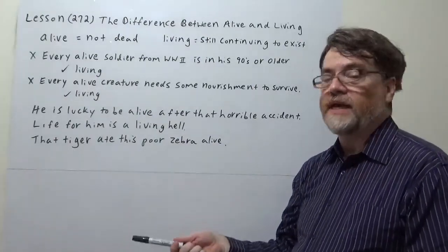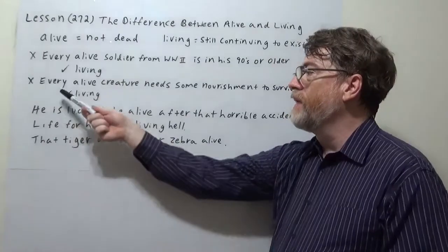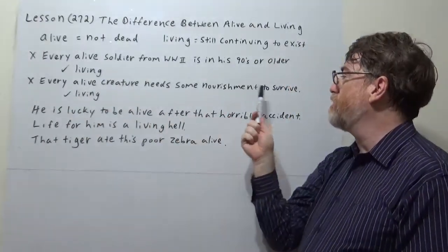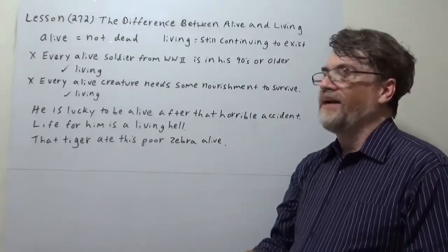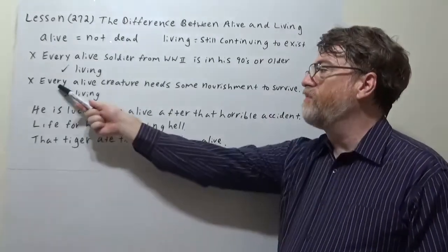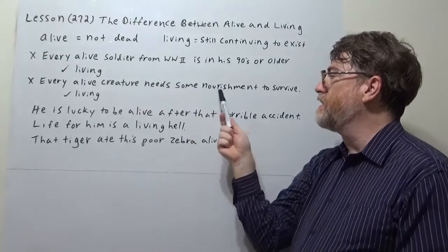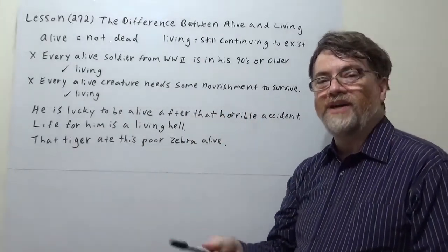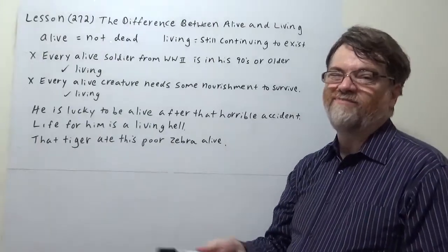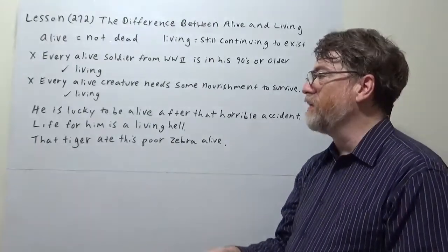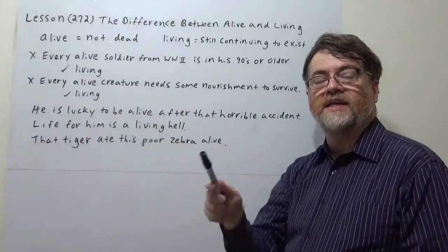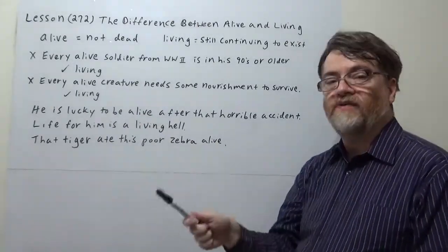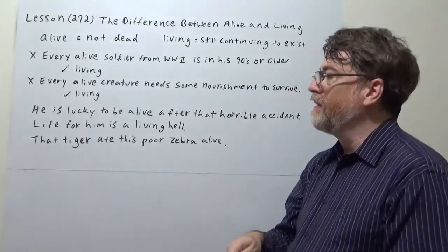Let's continue. Second one, again with the X, this is wrong. Every alive creature needs some nourishment to survive. Alright, again, it's awkward, it's weird. It should be every living creature needs some nourishment to survive. It would be weird like saying every not dead creature. It just sounds awkward, it just sounds weird. Here, again, we want to emphasize that it's still existing, still continuing to exist. Not the fact that you're just not dead.